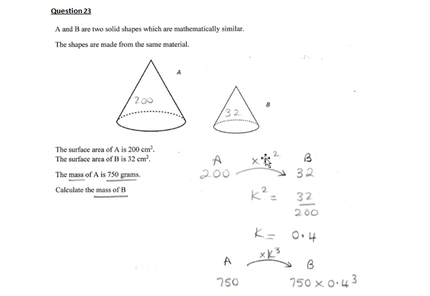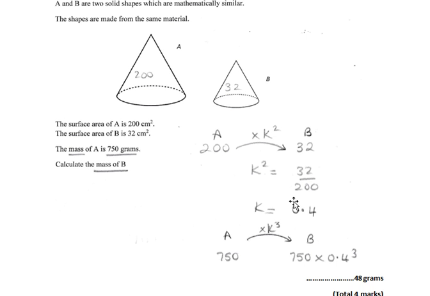So when we're dealing with area, our scale factor is squared. So the area ratio is 32 out of 200, which is 0.16. If we square root it for a length ratio, that's 0.4. Then if we cube that, we get the volume ratio. Now volume is proportional to mass. So because the volume would be 0.4 cubed, the mass would also be 0.4 cubed. So 750 times 0.4 cubed gets us the answer.